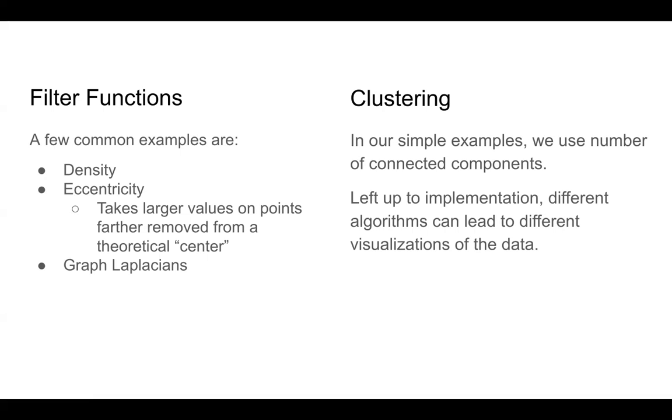And now let's look at clustering too. In the simple examples we defined earlier, we used the number of connected components. But if we're looking at a point cloud, we don't have these ideal connected components. So we need to use some sort of clustering algorithm to divide up what we have in our coverings. And this is left up to implementation, which is an issue, obviously, because some of our visualization is going to be due to cherry picking a certain clustering algorithm, as well as a certain filter function that gives us the data that we want, the visualization we want. It doesn't give you an objective visualization of the data.